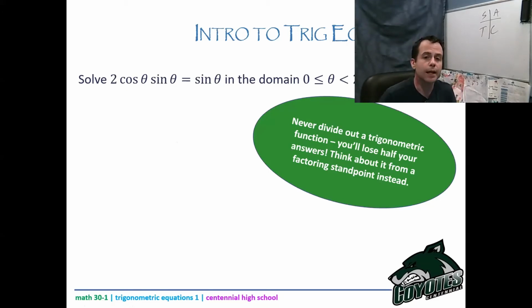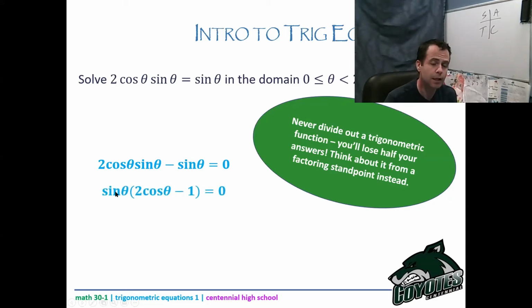Think about it instead from a factoring standpoint. Instead of dividing that out, you want to factor it out, because when you factor it out, it doesn't actually go away. So remember the rules of factoring. In order to factor, everything has to equal 0. So the first thing I'm going to do is take that sine of theta and bring it over to the left. So I have 2 cos theta sine theta minus sine theta equals 0. Now I can factor out the sine theta, and what's left is 2 cos theta minus 1.